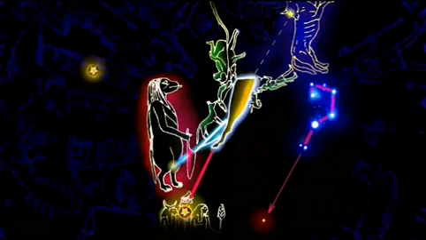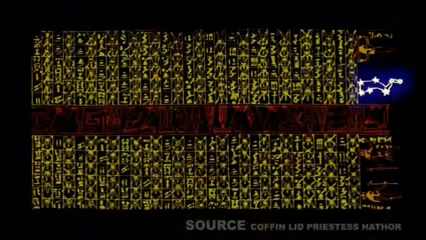Now, is it the Pleiades? This is what I believe it is here. How can I prove that this is the Pleiades? The answer lies in a coffin lid. It was the priestess of Hathor herself from Dendara.